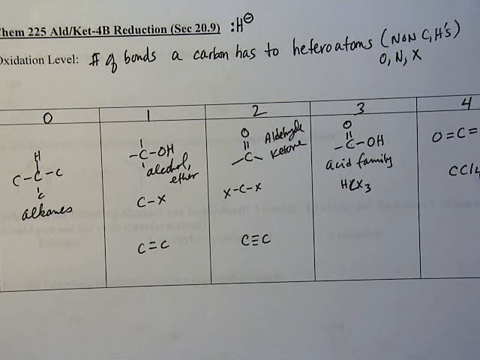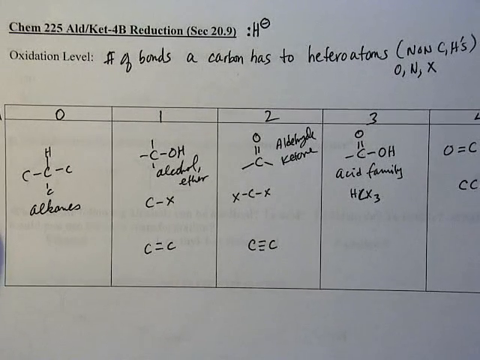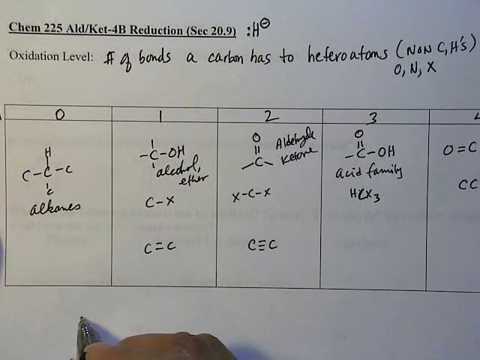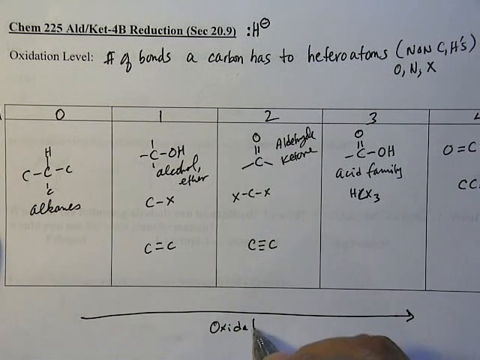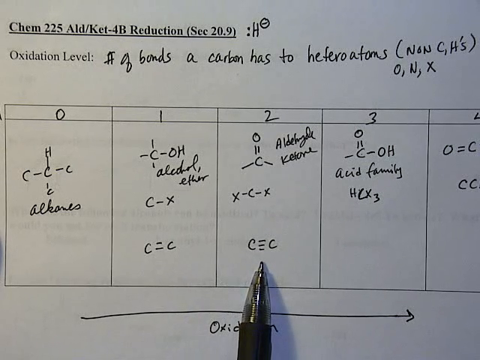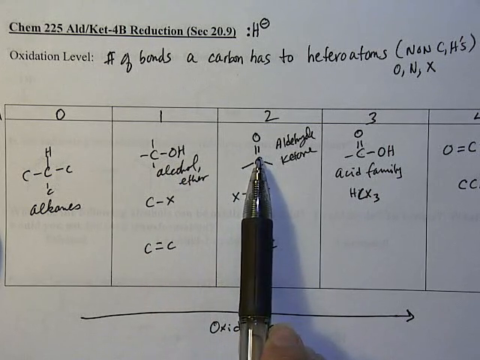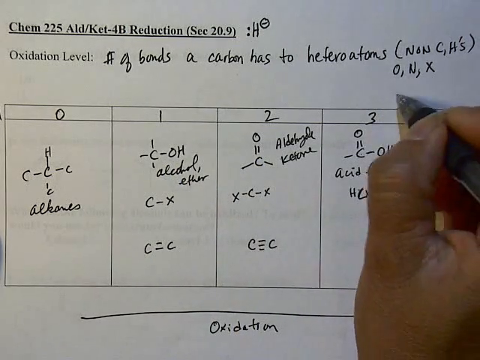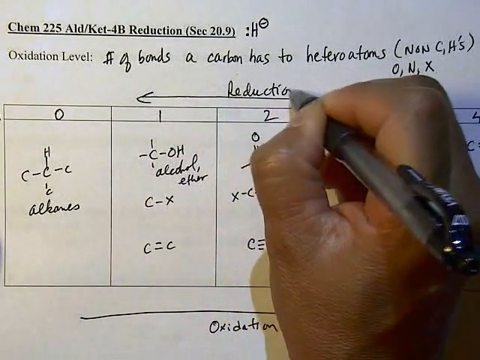So what is determined as an oxidation change when you do a reaction in which you need an oxidation reagent? You're basically going from left to right, increasing the oxidation level. So if you go from alkene to alkyne, for example, that's an oxidation. If you're going from alcohol to aldehyde or ketone, that's also an oxidation. Whereas the reverse is called reduction, which is what we're going to be talking about.